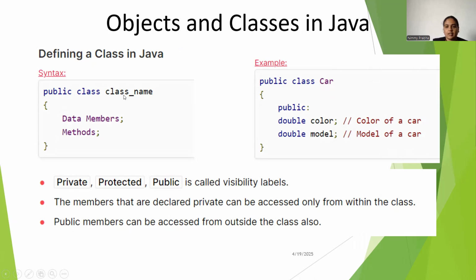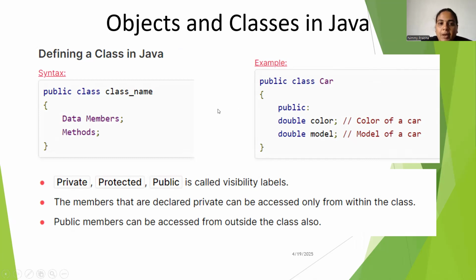A public class. Class is a keyword, and then we have to give the class name. Inside that class, we have the data members, methods and all. This is an example for a public class. Private, protected, public is called a visibility label, which is known as an access modifier. This also we will discuss later. For now, we just need to know that private, protected, public are access modifiers.